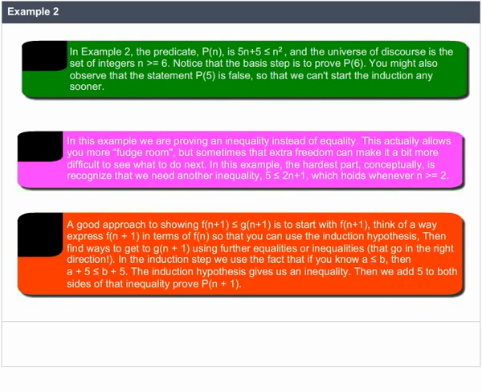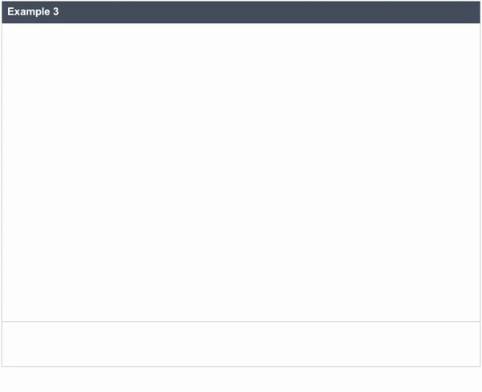In the induction step, we use the fact that if you know a is less than or equal to b, then a plus 5 is less than or equal to b plus 5. The induction hypothesis gives us an inequality, then we add 5 to both sides of that inequality to prove P of n plus 1.